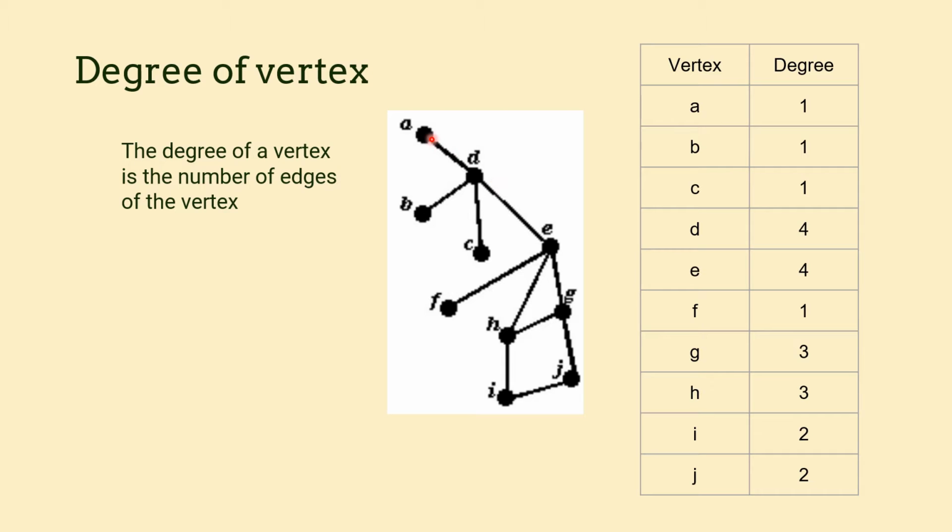But you can see for D, D is connected to A, B, C, and E. So there are 4 degree of vertex. You get 1, 2, 3, and 4. So the answer is 4. Next is E. You can see E is connected to D, F, H, G. So there are 4 degree of vertex. And F same as A, B, C, just 1. So H is connected to E, G, and I. So there are 3 degree of vertex. I is connected to H, I connected to J, so there are 2. J connected to I, and G, so there are 2.